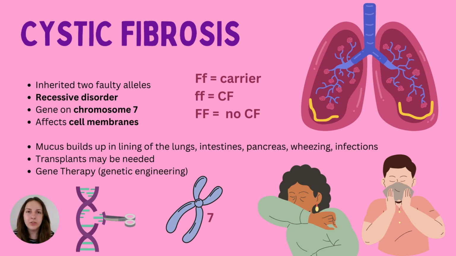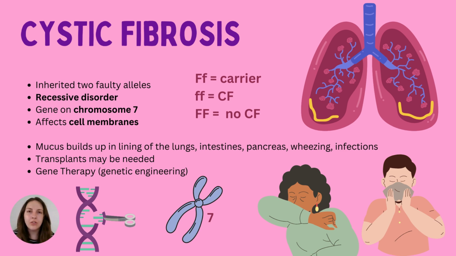So what actually does cystic fibrosis look like? How does it present? Because we know that obviously two faulty alleles are needed. We know this occurs because of the genes on chromosome 7. Chromosome 7 is actually quite a common chromosome for a lot of conditions. We'll get onto that later.